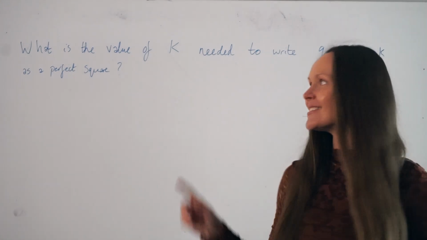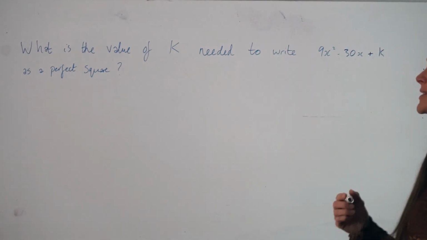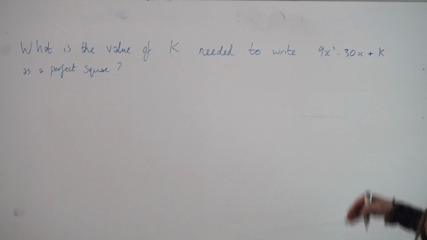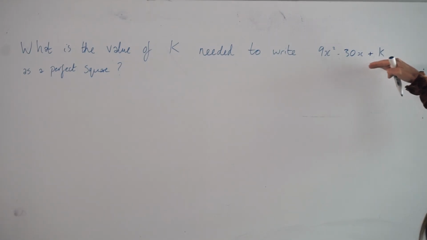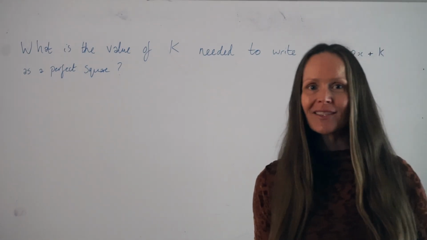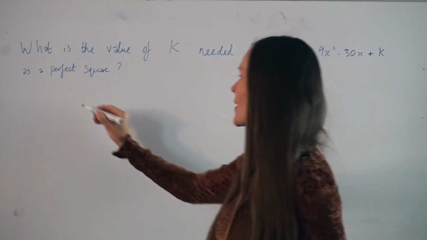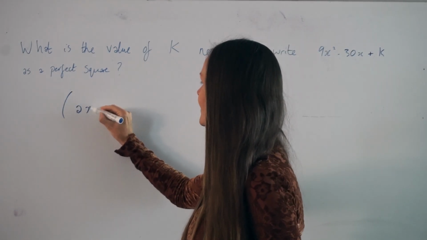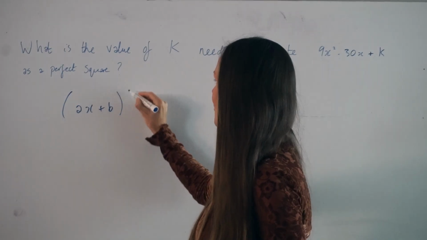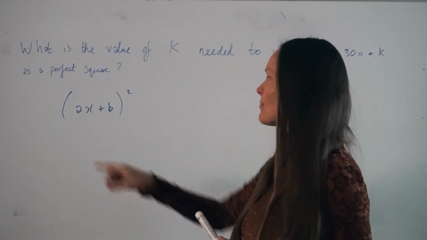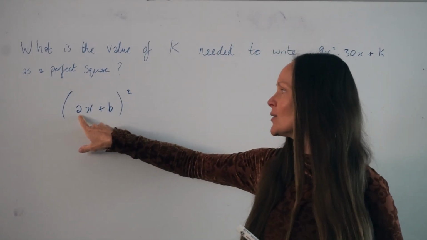I'm going to show you how to answer this exam question. It says, what is the value of k needed to write 9x squared minus 30x plus k as a perfect square? A perfect square is of the form (ax + b) all squared. I'm going to start by working out the value of a.